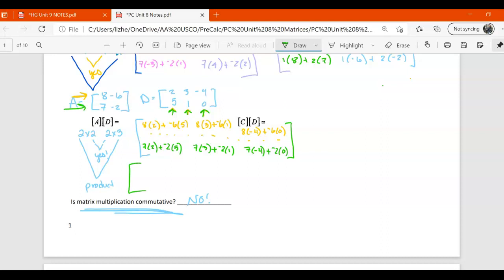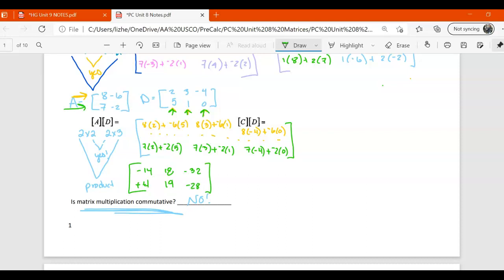And I should have 16 minus 30 is a negative 14. 24 minus 6 is 18. Negative 32 plus 0 is negative 32. 14 minus 10 is, I'm sorry, 14 minus 10 is positive 4. 21 minus 2 is 19. And then finally, negative 28 plus 0 is negative 28. And there you go. Okay.